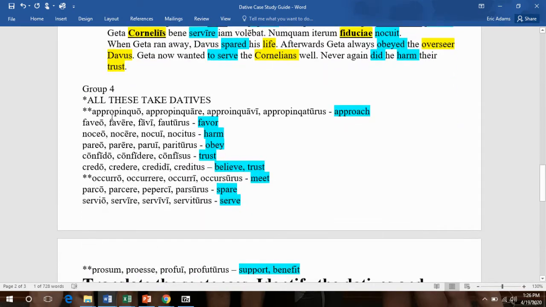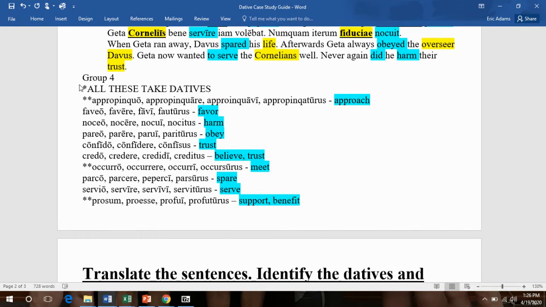And so if you look at it for the ones that aren't double starred, you can see them here. Let me go ahead and try to put it back up one. There we are. So they're all on the same page. In that, faveo, favere: favor or give favor to a dative object. Noceo, nocere: harm or give harm. Pareo, parere: obey or give obedience. And so forth and so on.